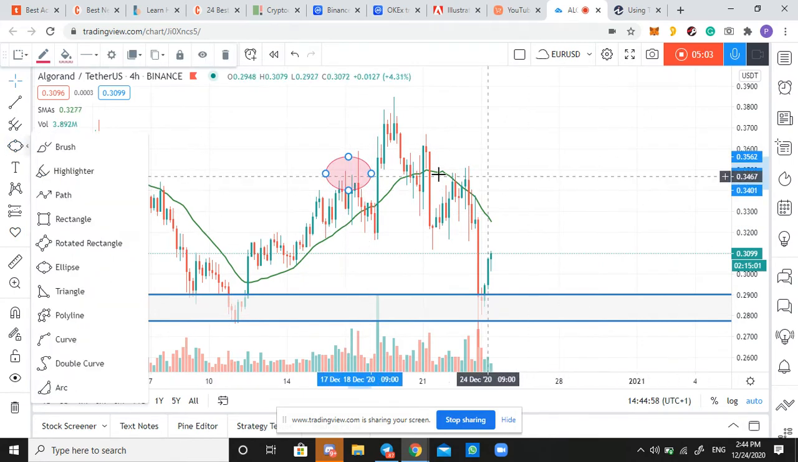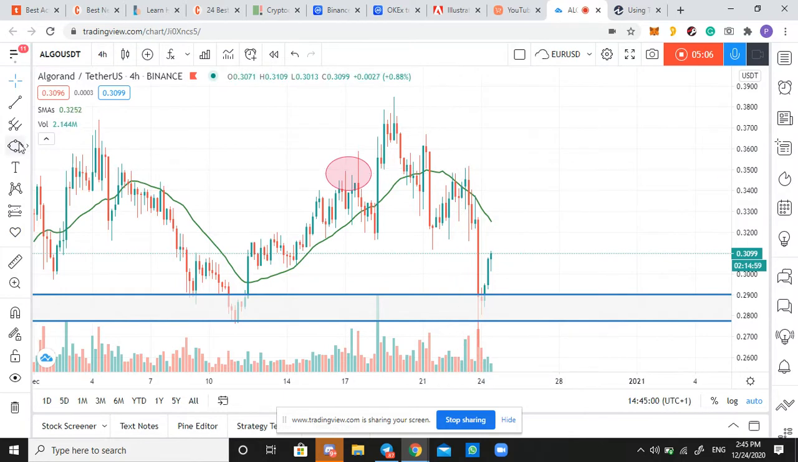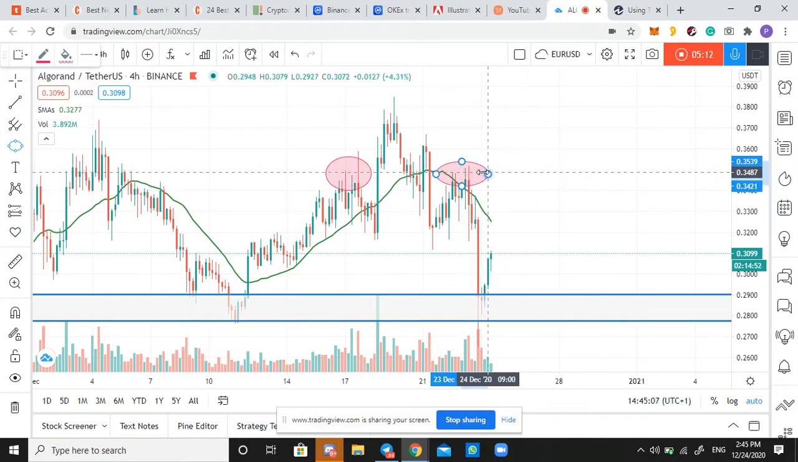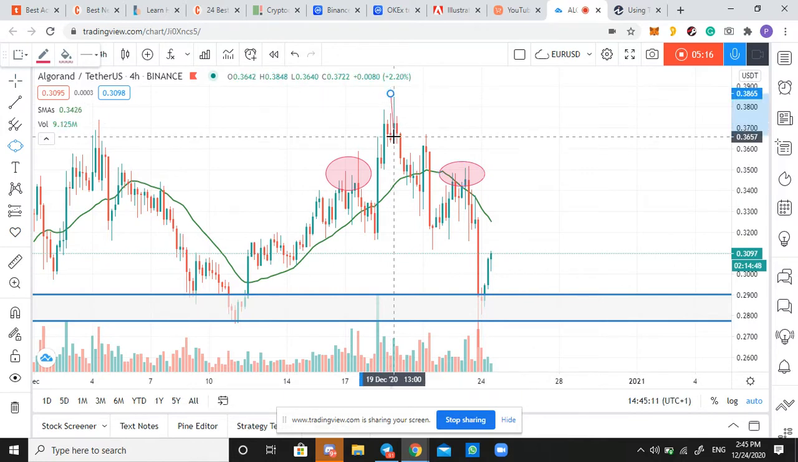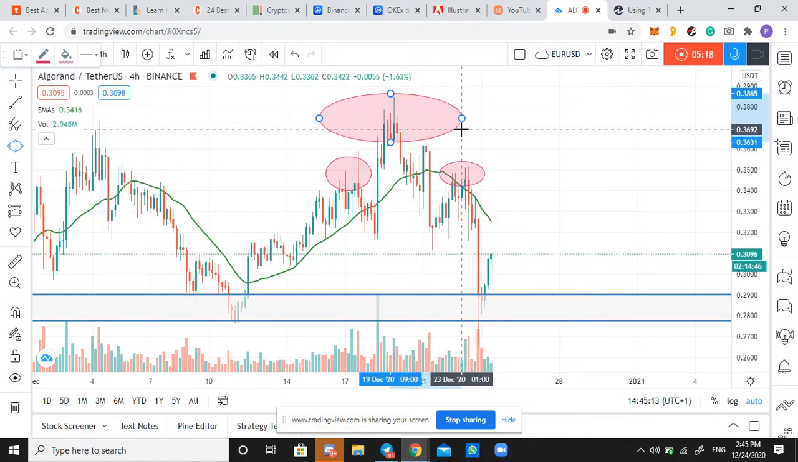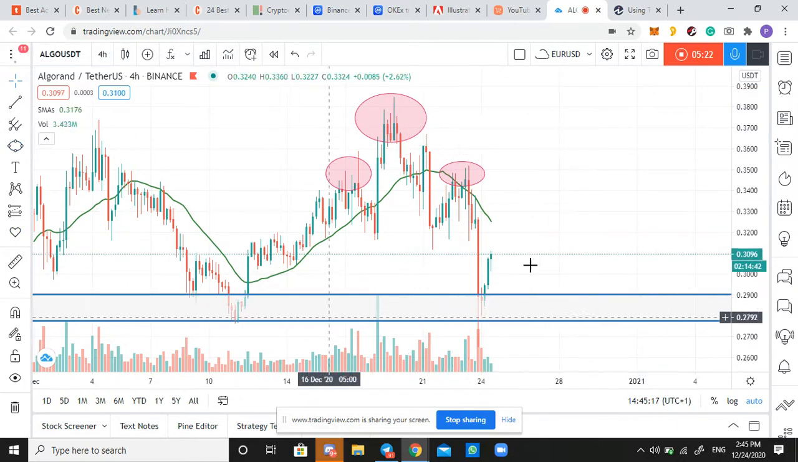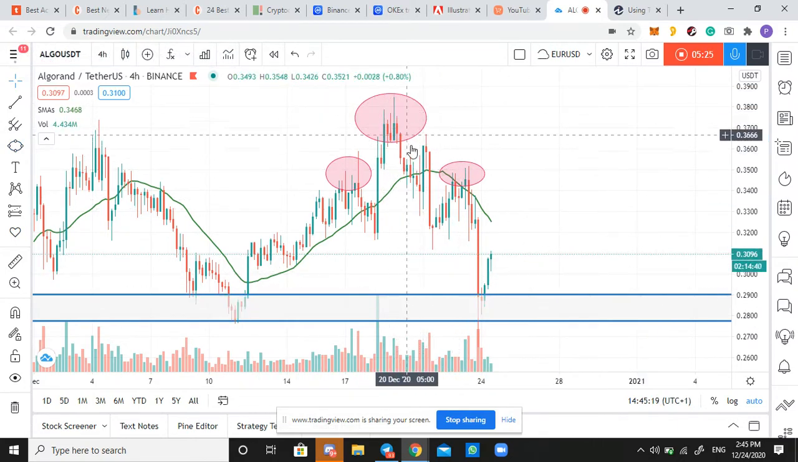Okay, that's my left shoulder, my right shoulder, and the head is not distinct, so I'm just going to draw something big like this. It didn't have a distinct head. Okay, so I'll still count this as part of the head.